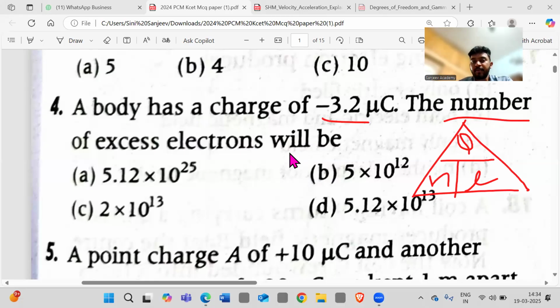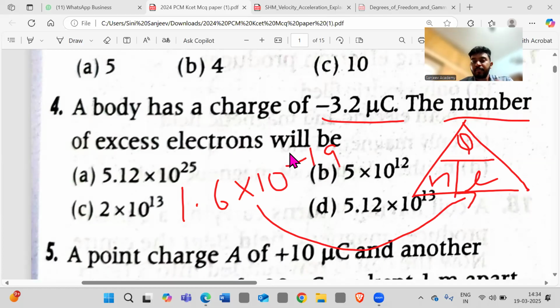Q is already given. What is the E value? What is the charge of the electron? 1.6 into 10 power minus 19. This you have to remember. Q is what? Minus 3.2 microcoulomb. So 3.2 into 10 power minus 6 divided by 1.6 into 10 power minus 19.